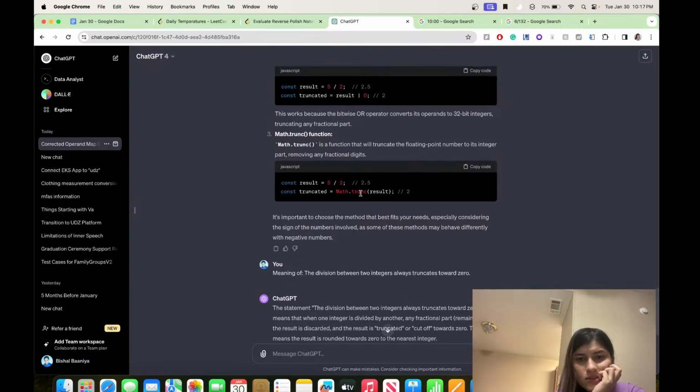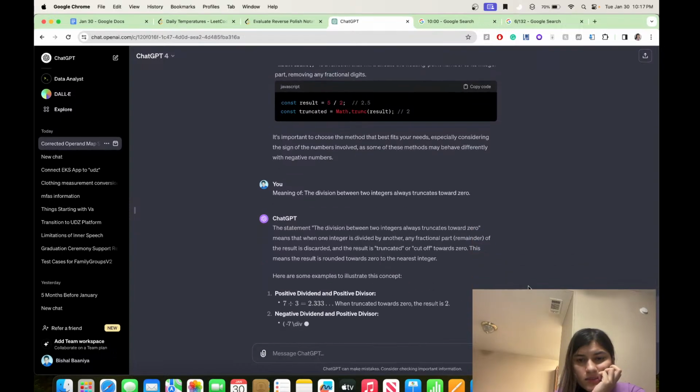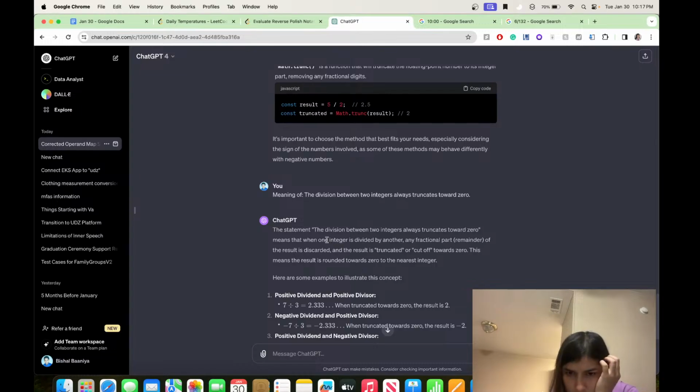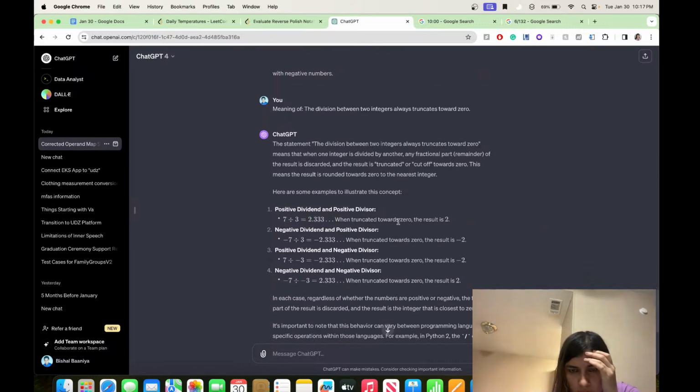Oh, there is trunc as well. It means that when one integer is divided by another, any fractional part of the result is discarded and the result is truncated or cut off towards 0, right? That's what I thought. 7 divided by 2 is 3.5, so when truncated towards 0, the result will be 3, right?